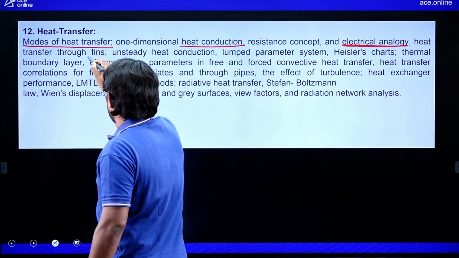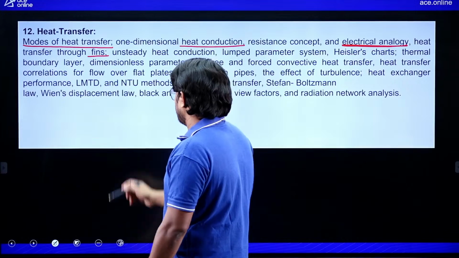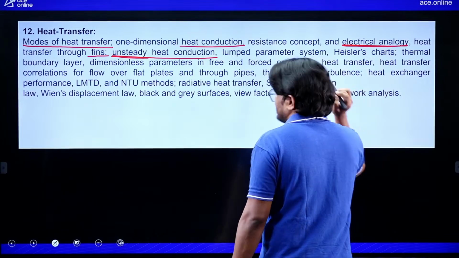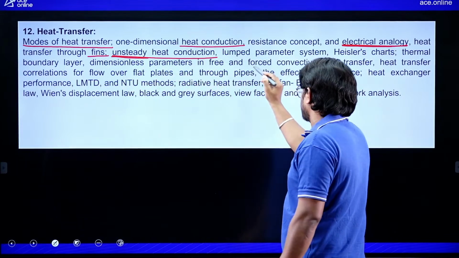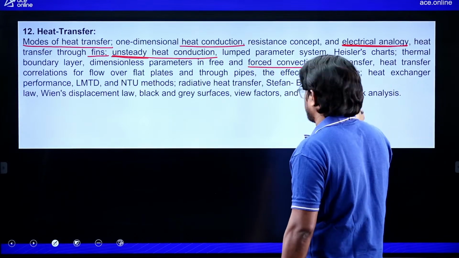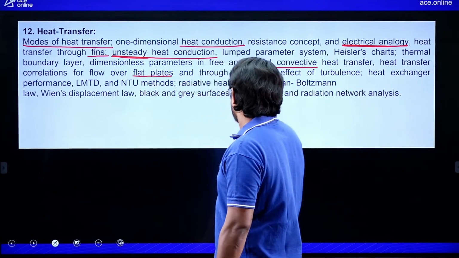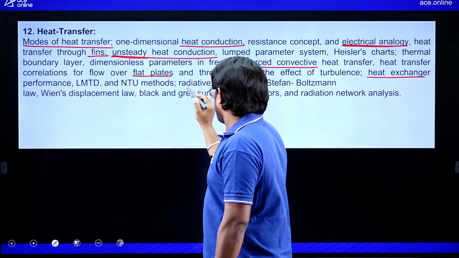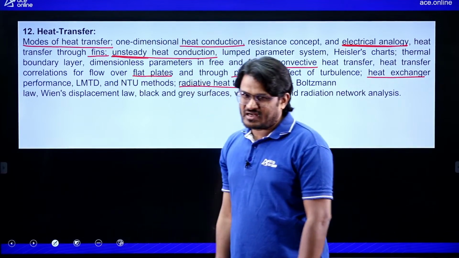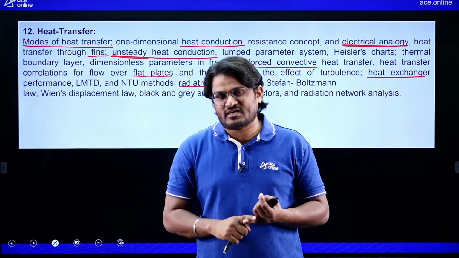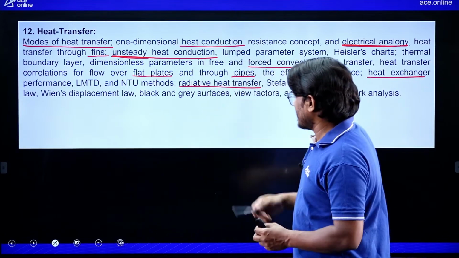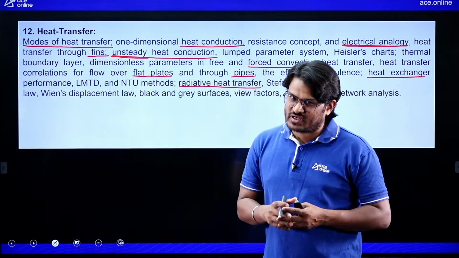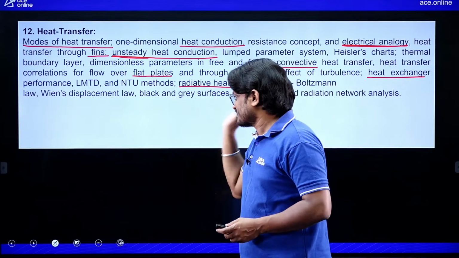Then next is something called heat transfer through the fins. Then you have unsteady state heat conduction, lump parameter, Heisler chart, thermal boundary layer, dimensional analysis, free and forced convection. Then heat transfer correlations over a flat plate and pipes, the effect of turbulence, then heat exchangers, LMTD and all that, and there is something called radiation heat transfer. So majorly there are conduction, convection, radiation and heat exchanger. These are the topics mentioned, and once again I tell you that this is the copy-paste of the GATE exam syllabus, copied as it is, right?